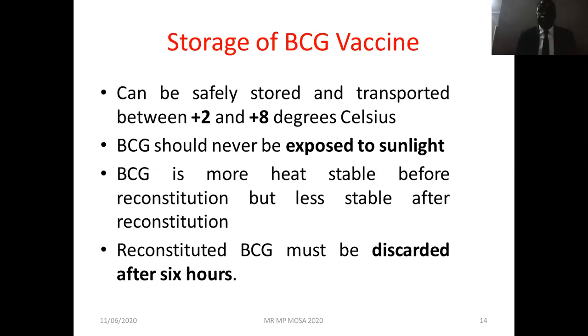So reconstituted BCG must be discarded after 6 hours.